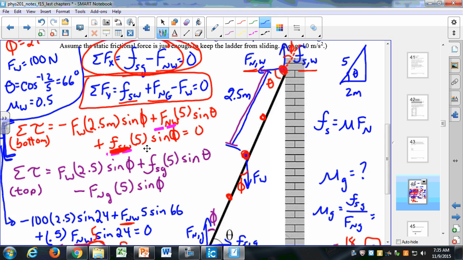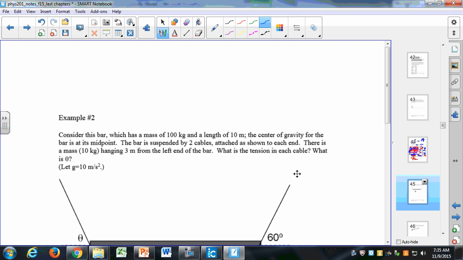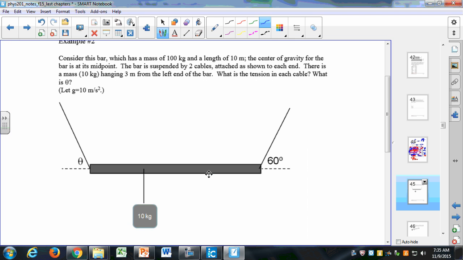All right. This one's similar to one of your homework problems, or one of your take-home problems. I have this bar. It is 100 kilograms, has a length of 10 meters. The center of gravity is at the midpoint for just the bar, that is, and it's suspended by 2 cables. One, the angle is given, the one over here, and the other one, we don't know the angle, but I want to know the angle. So there's 3 things I want to know here: the tension in this cable, the tension in this cable, and this angle theta. So I have 3 unknowns, so I know I'm going to need at least 3 equations, but I'll actually write 4 equations for it.